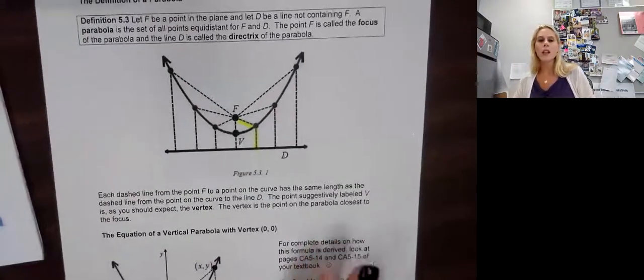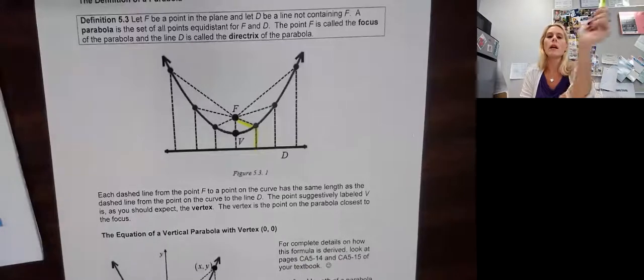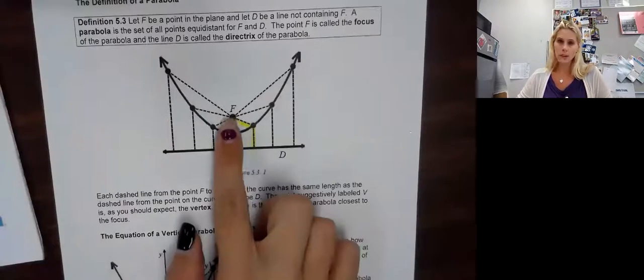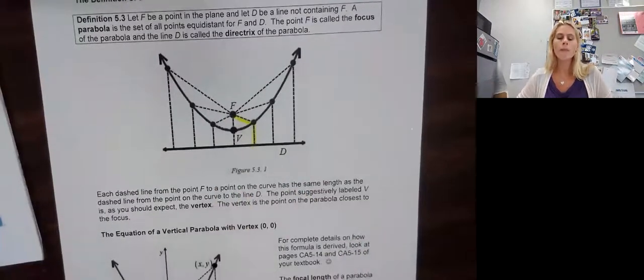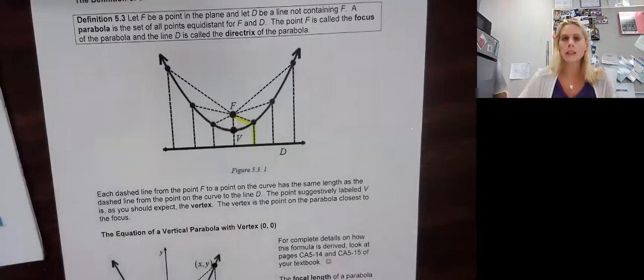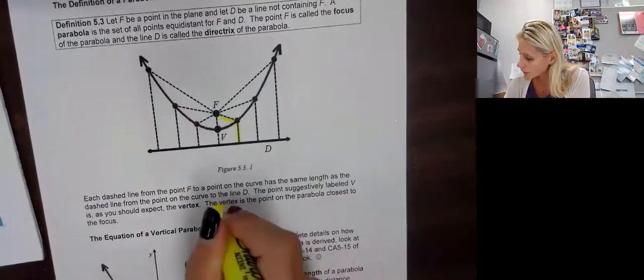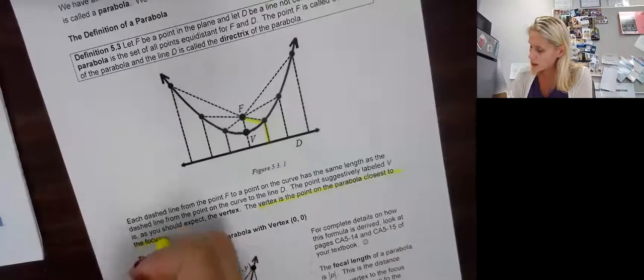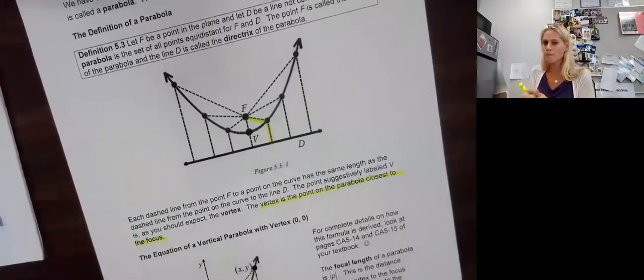Each dashed line from the point f to the point on the curve has the same length as the dashed line from the point on the curve to line d. So exactly what I highlighted. The point suggestively labeled V is, as we should expect, the vertex. The vertex is the point on the parabola closest to the focus. So the vertex is the closest to the focus.